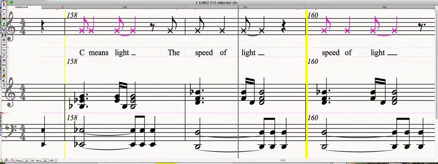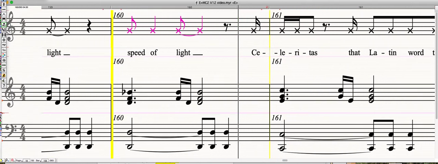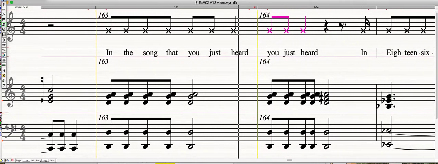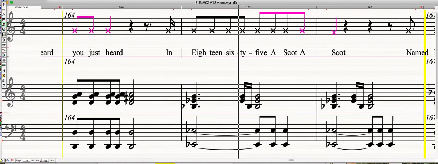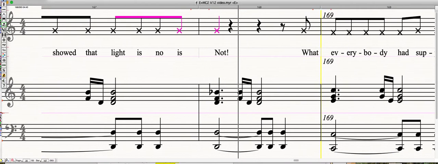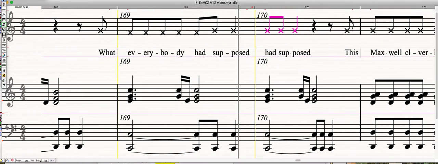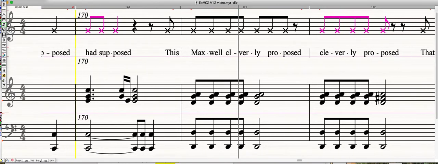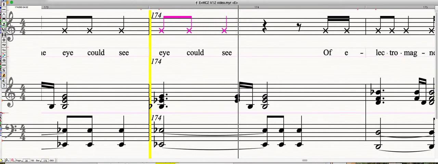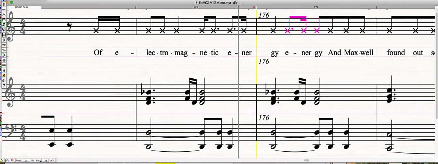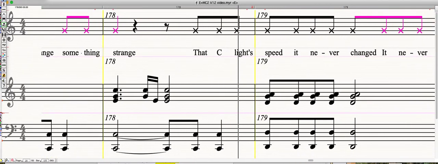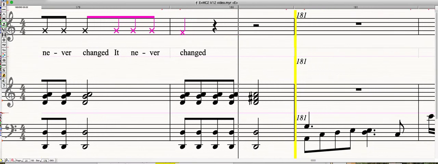C means light. The speed of light. Celeritas, that Latin word, in the song that you just heard. In 1865, a Scot named Maxwell showed that light is not what everybody had supposed. This Maxwell cleverly proposed that light was what the eye could see, of electromagnetic energy. And Maxwell found out something strange: that C, light speed, never changed.